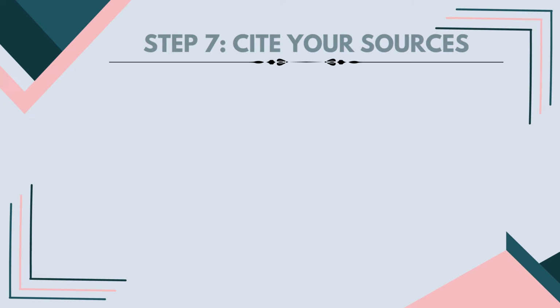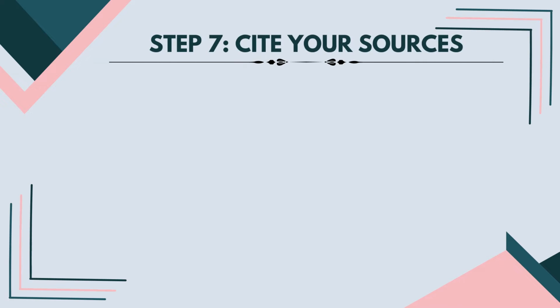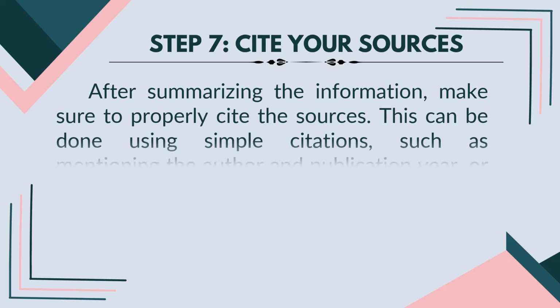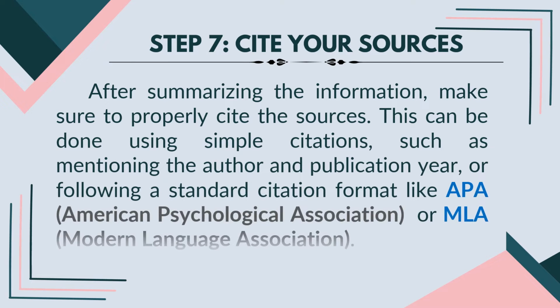Step 7. Cite your sources. After summarizing the information, make sure to properly cite the sources. This can be done using simple citations, such as mentioning the author and publication year, or following a standard citation format like APA, American Psychological Association, or MLA, Modern Language Association.